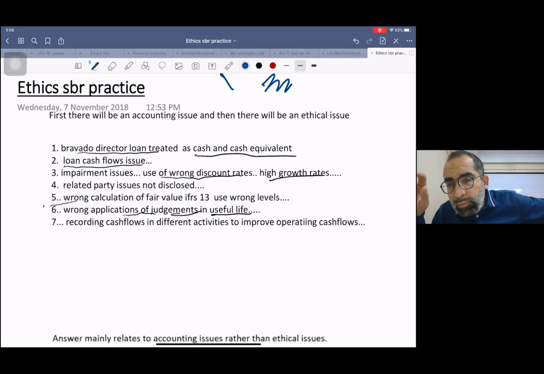Say there is an inflow of 1 million which is originally related to investing activities, but you book it in operating activities. So again, see, first this is an accounting issue, and then this is an ethical issue, that you are manipulating accounts. You are presenting a wrong picture to your shareholders. Okay, so this is a brief intro about ethics: first there will be an accounting issue and then there will be an ethical issue.